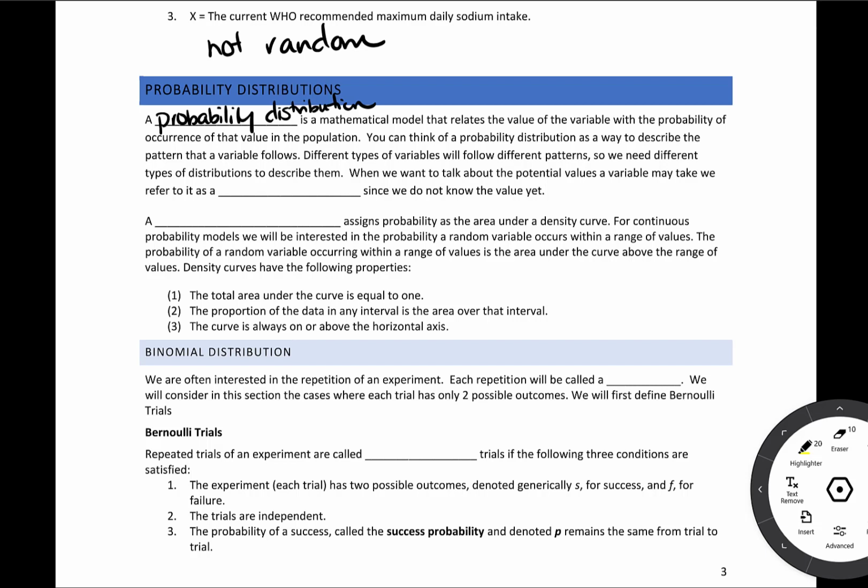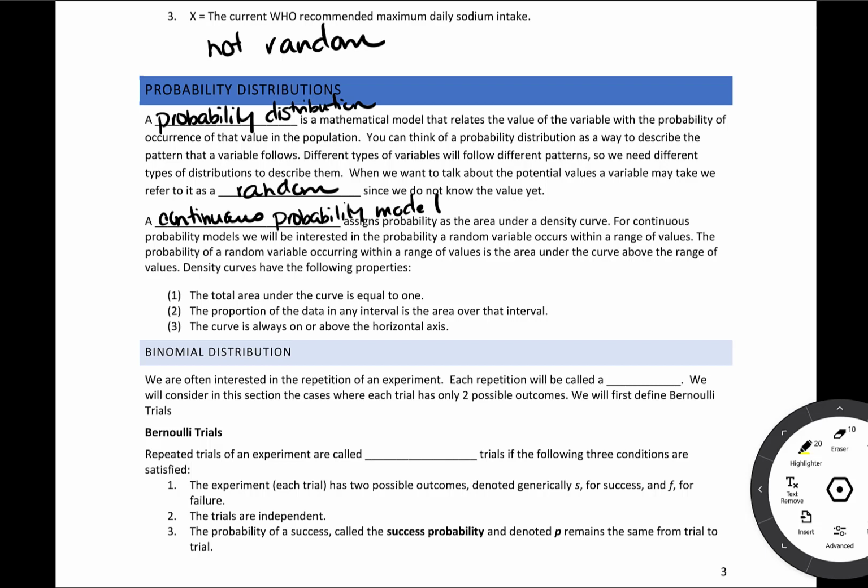When we talk about the potential values the variable may take, we refer to it again as random, since we don't know what value it's going to take just yet. A continuous probability model assigns probability as the area under a density curve.